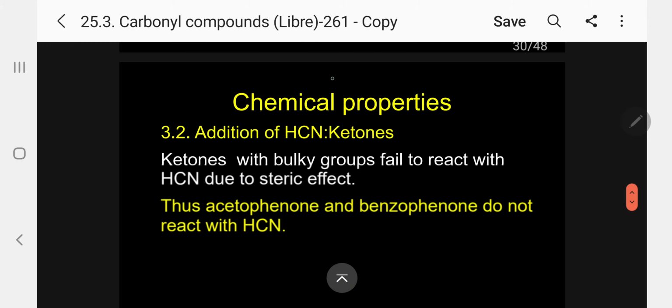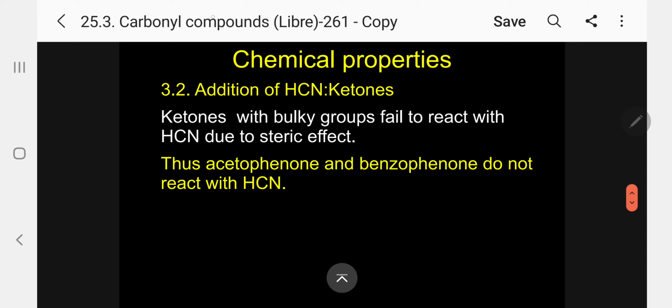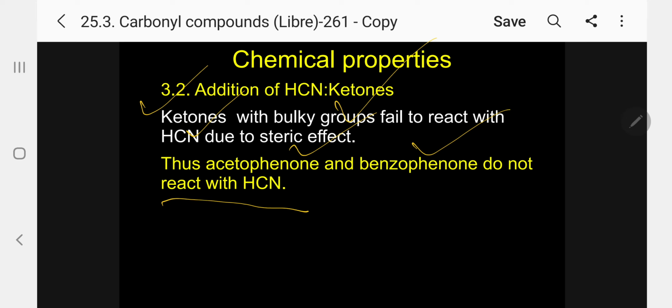Kindly follow. Coming to the remaining ketones with bulky groups, they fail to react with HCN due to steric effect. We have seen this already under sodium bisulfite also. So acetophenone and benzophenone do not undergo addition reaction with HCN because during addition, a bulky steric effect is operating.